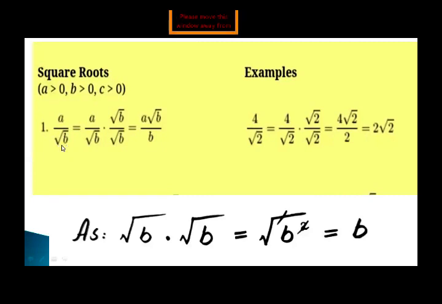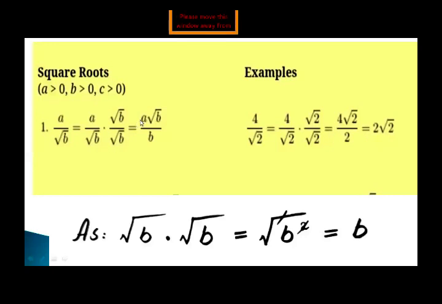Because in the denominator we have only one term, which is the surd. So how do we rationalize these monomial surds? We multiply and divide by the same denominator. The given surd will be multiplied and divided by the same denominator. In this case, because we have a over root b, the expression will be multiplied by root b as well as divided by root b.